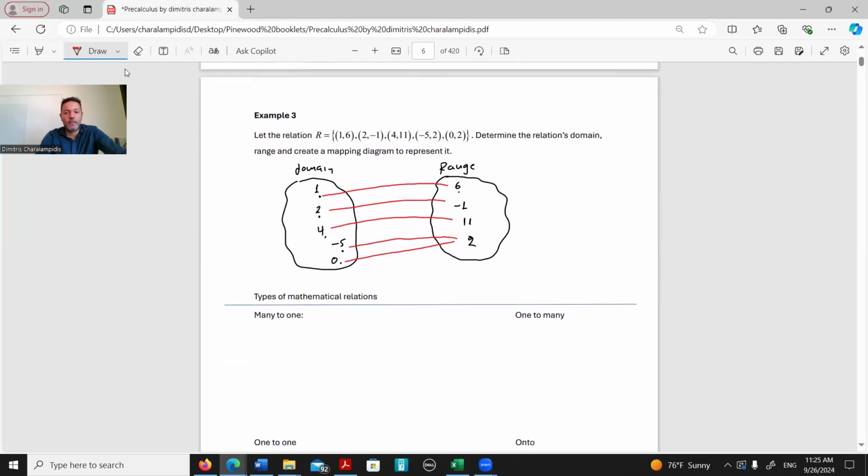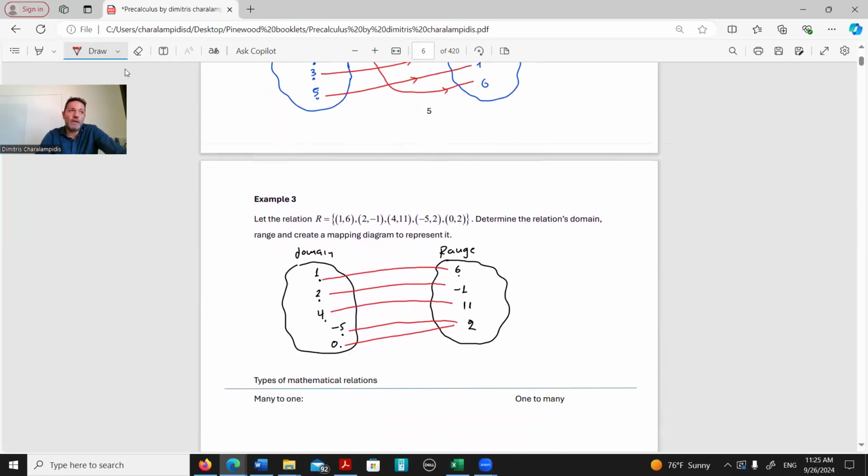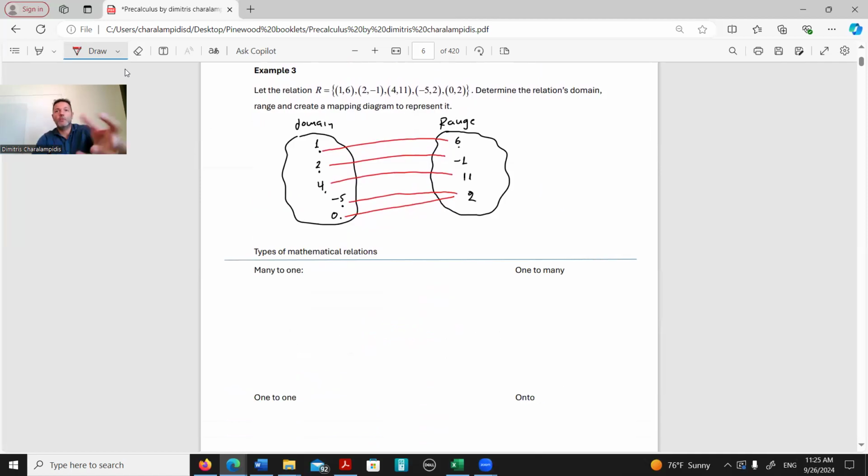Now, based on each relation, because basically a relation has no restrictions. As long as we create a set that includes ordered pairs, we're fine. That is a relation. And the mapping diagram, we bring up together all input values, we bring up together all output values, and then we connect them through arrows. This means that there should be different types of relations.